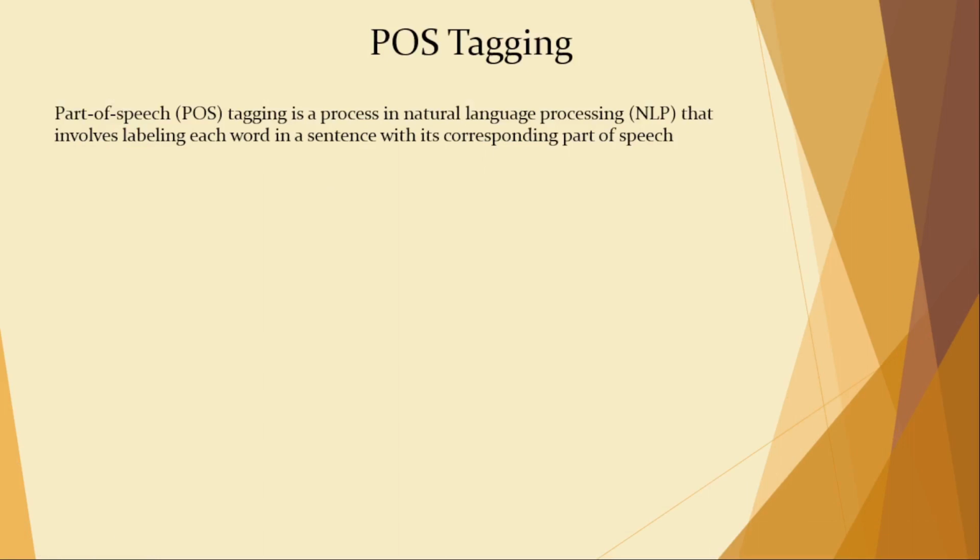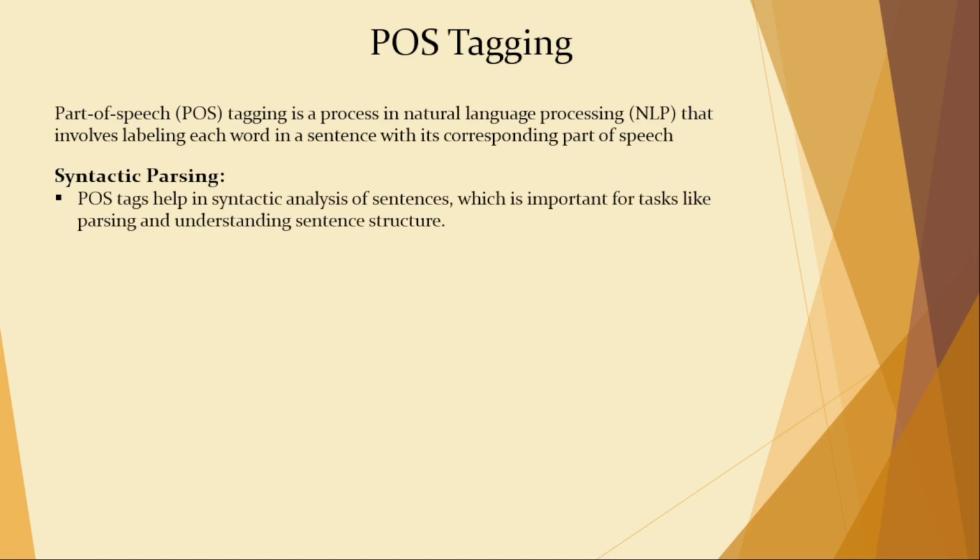I am going to explain about parts of speech tagging for the words in the text corpus. This POS tagging is a process in NLP that involves labeling each word in a sentence with its corresponding parts of speech. This is very important in the text corpus. The main usage of this is syntactic parsing. The POS tags help to identify the syntactic analysis of the sentences, and this is important to parsing and understanding the sentence structure.